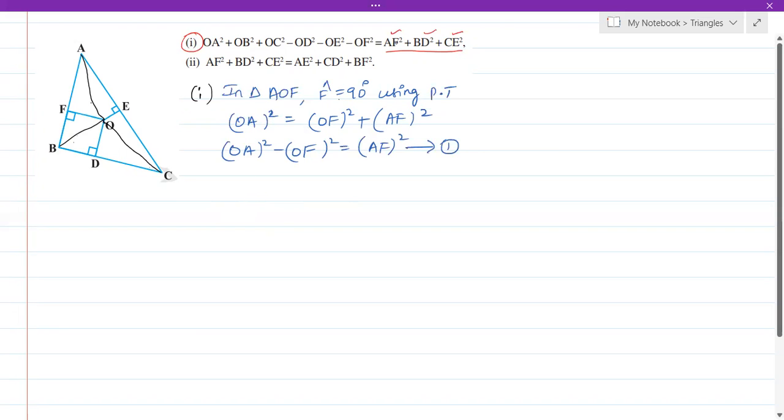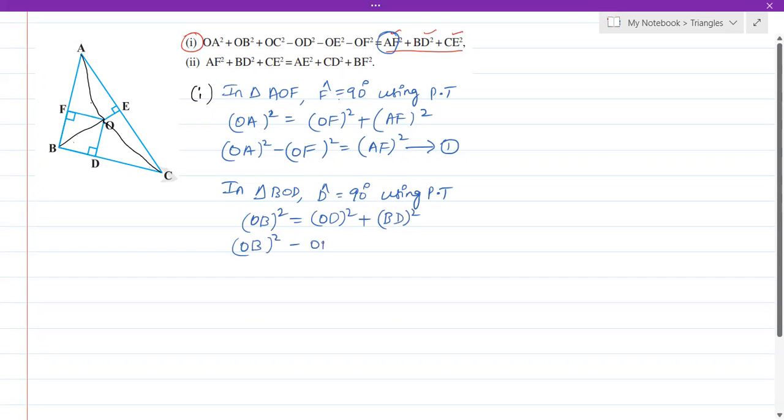Similarly, we have finished AF. Let's find BD square. To find BD square, we must take the triangle BOD, isn't it? Because it's a right angle triangle as well as it contains the side BD. So angle D is 90 degrees, using Pythagoras theorem. So 90 degrees at D, therefore the hypotenuse is OB. So OB square will be equal to OD square plus BD square. We want BD square, so let's send the OD square to the LHS. So it becomes OB square minus OD square is equal to BD square. That will become equation 2.